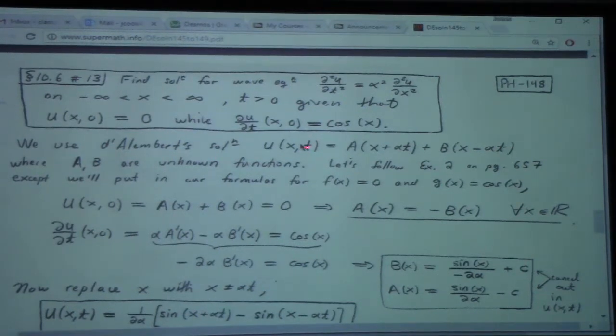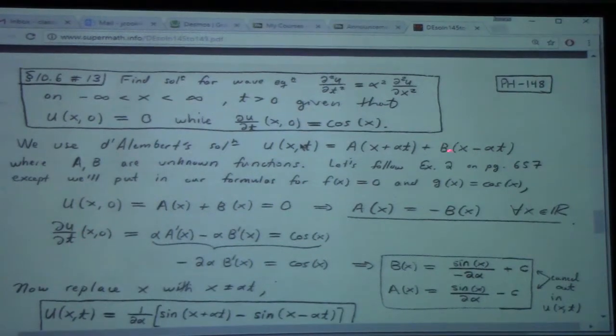D'Alembert's solution says that the solution of the wave equation from minus infinity to infinity can be written as the sum of a left-moving and right-moving wave. This is the right-moving wave. This is the left-moving wave. Both have speed alpha. And so you can just basically work with this template. Plugging in gives us that a of x plus b of x is 0, which is a of x is minus b of x.